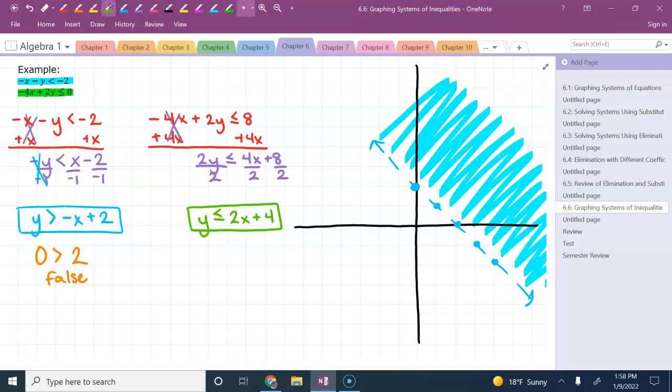Now for your second line, you're going to start up at positive 4. Your slope is 2 over 1, so you're going to go up 2 and over 1. Or you could always go down 2 and left 1 if you're running out of space, or you want to get some more points on this other side. Now this one is going to be a solid line because we do have an equal sign here.